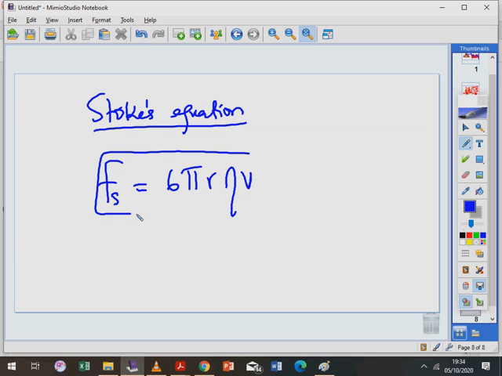So for very small objects, think of a rat falling through the air, or think of an atom falling through the air, falling through a fluid, even falling through a vacuum. For small objects like that, they are best modeled by Stokes formula.